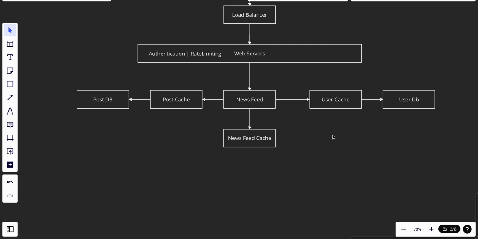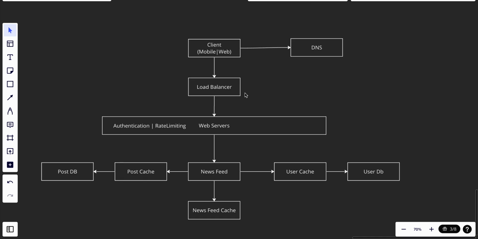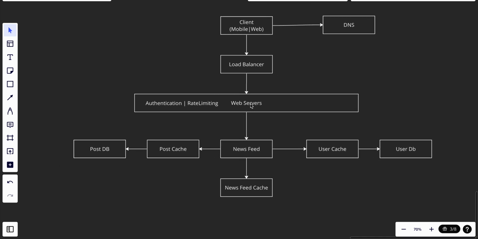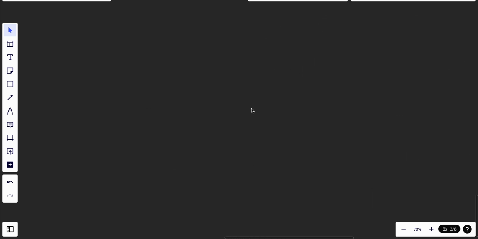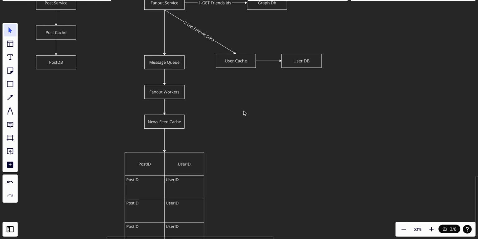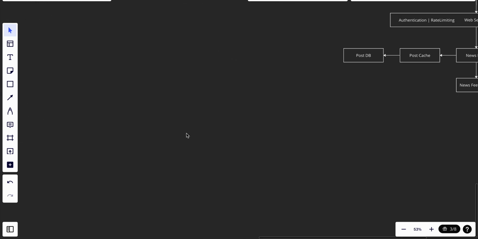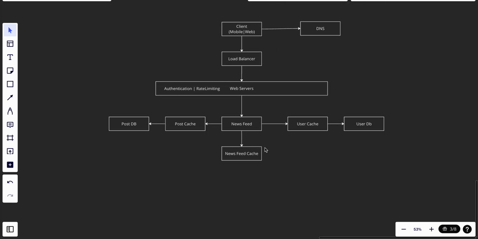First of all, the user will send a request to retrieve the news feed. I will send it to the load balancer. The load balancer will distribute the incoming requests across the web servers. The web server will call the newsfeed service to fetch the newsfeed. The newsfeed service gets a list of post IDs from the newsfeed cache. And you remember that we are saving everything in the newsfeed cache while publishing. So we have a newsfeed cache for each user.